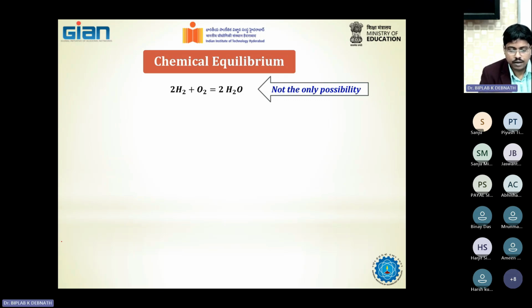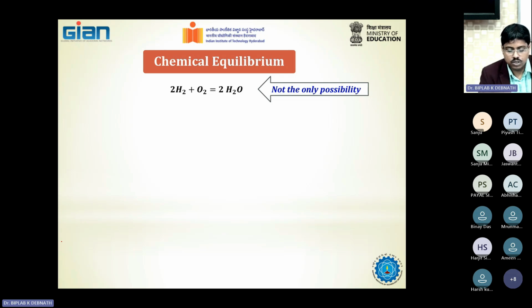Another scenario is that hydrogen and oxygen both react with each other and produce H2O, that we all know. But is there a possibility that the reverse can also occur? Whether a reaction can go in the reverse direction or not.